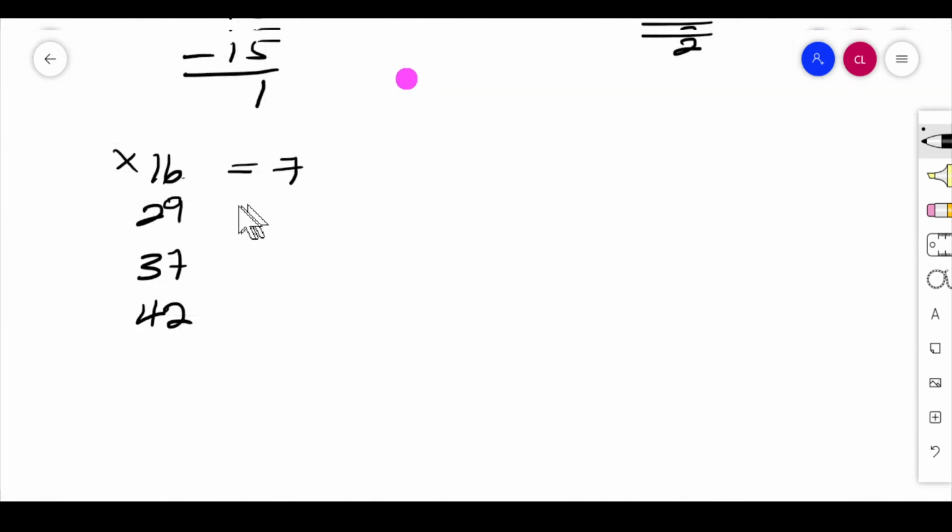Let's go to 29. 2 and 9 would make 11. So again, this number could not work. Let's go with 3 and 7. That makes 10. Now 3 can't go into 10 without leaving remainder. So this number could not work. But 4 and 2 would make 6. Now 3 can go into 6 without leaving a remainder. Therefore, 42 would be the answer.